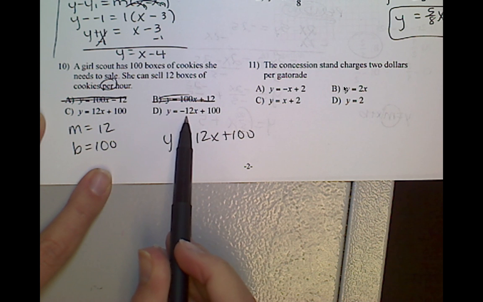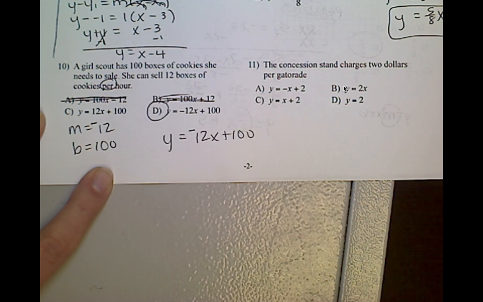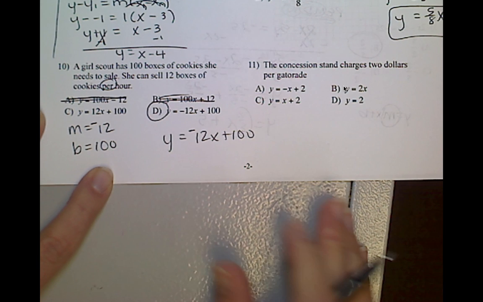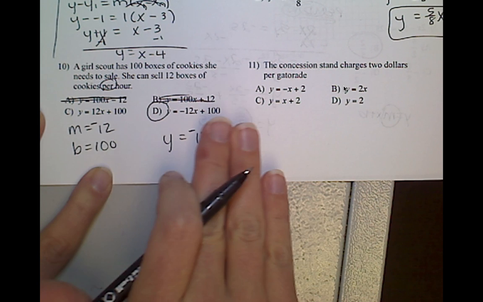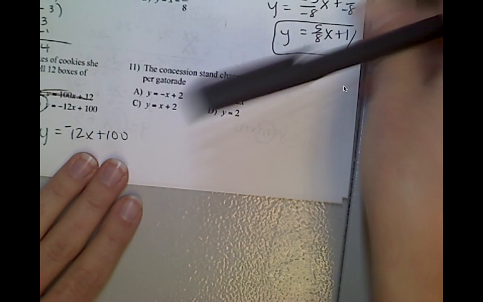Now here's the only difference: one's positive, one's negative. If you're selling boxes, those boxes are leaving your hand and going to someone else's hand, so you're losing boxes, okay? You're not getting more boxes. You should end up with fewer boxes than what you started with if you're selling. That's why we have a negative slope.